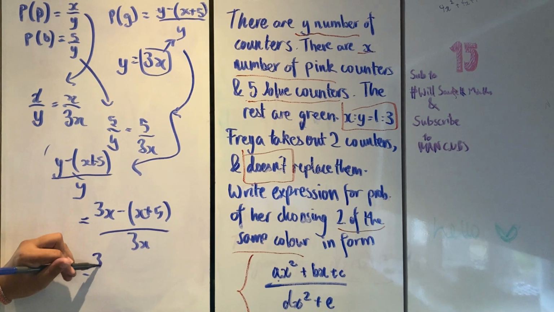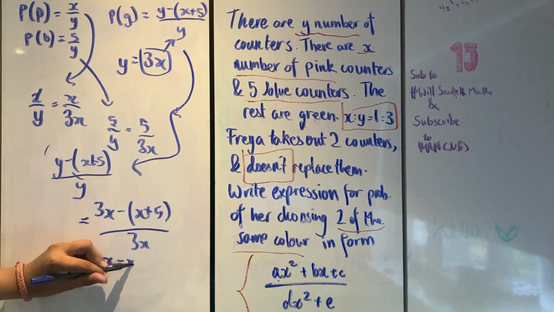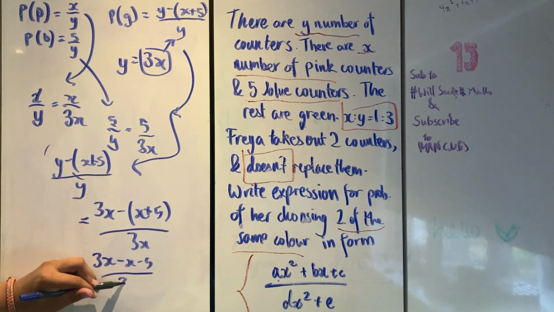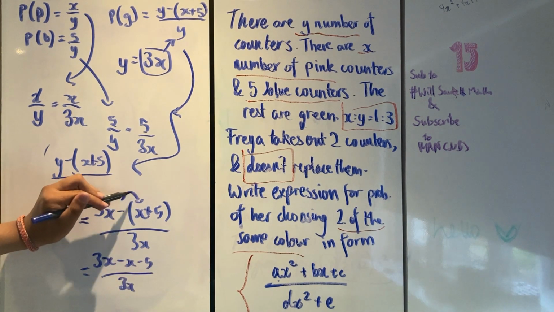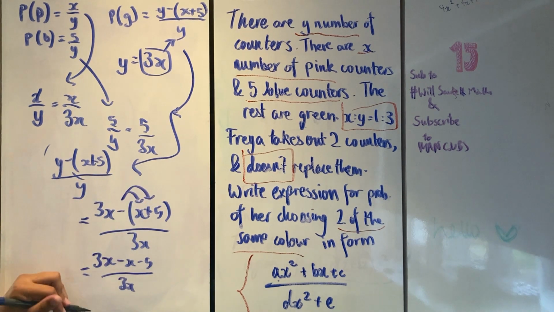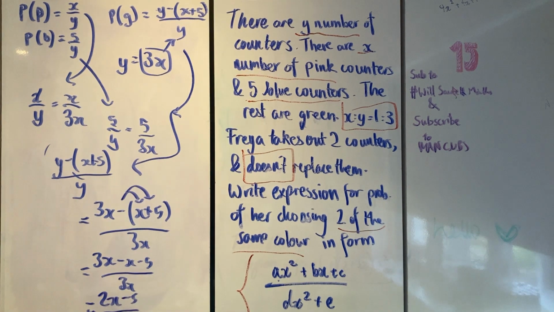Now we are going to distribute our negative sign. So it becomes 3x minus x minus 5, because you've got to multiply everything. There are the arrows to show you. 3x minus x, that's just 2x. We subtract 5, and sorry, it's cut off on the bottom, but it's just 3x on the bottom. I'm going to clear the board, and we'll be back for the next step of this problem.